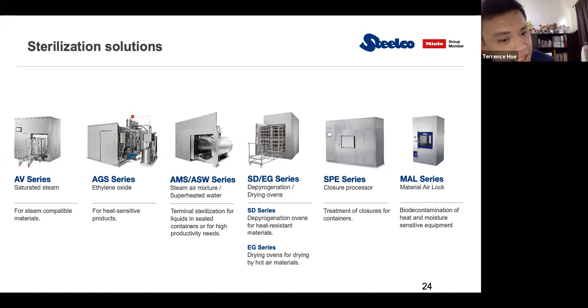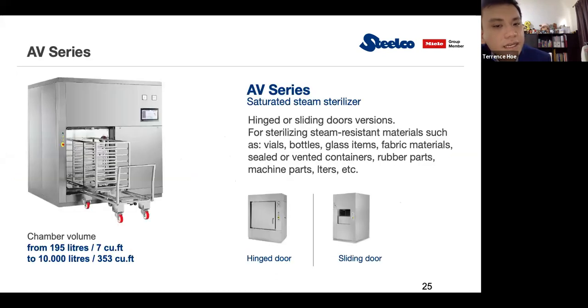So we have steam air mixture and superheated water sterilizers, and a depyrogenation oven for all the vials. There is also closure processing equipment for the caps of the vaccine, etc. And the last one is the material airlock for H2O2, for heat sensitive and moisture sensitive equipment. So this is an example of the saturated steam sterilizer.